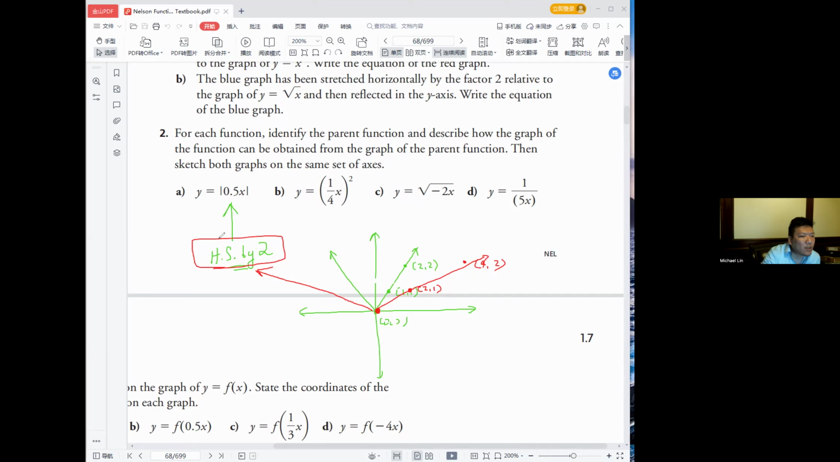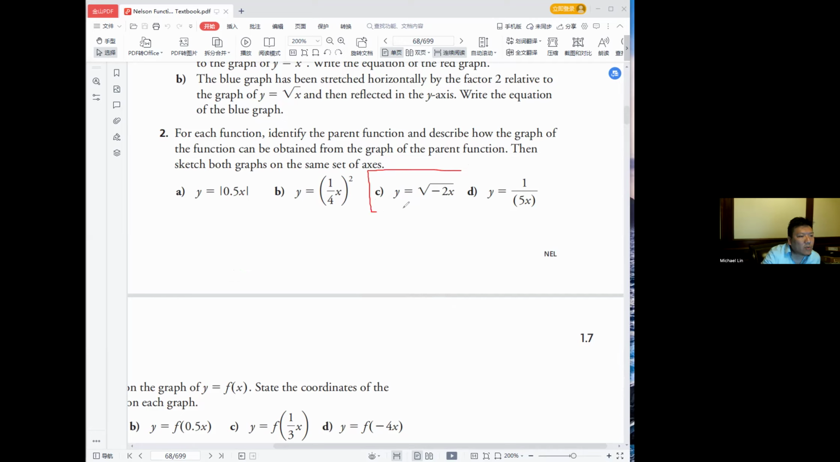Okay, so Anthony, what transformations are happening with this one, with C? Horizontal compression? It is a horizontal compression by 1/2, but what does the negative sign mean? It's flipped in the y-axis. Good job.